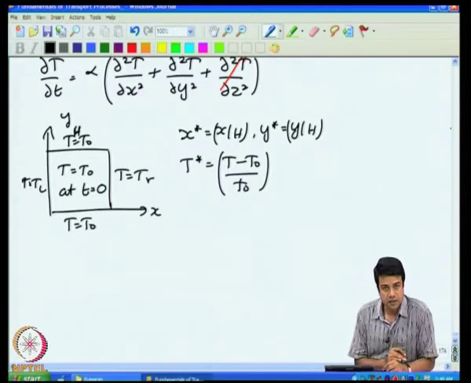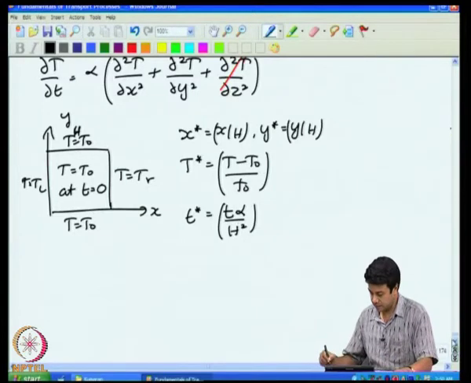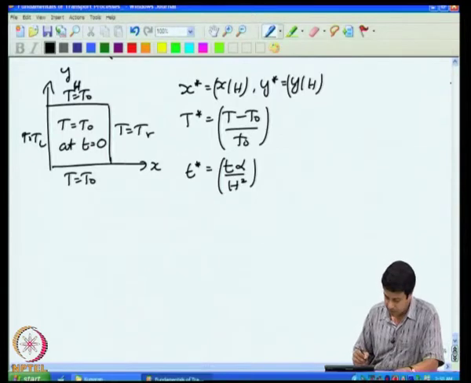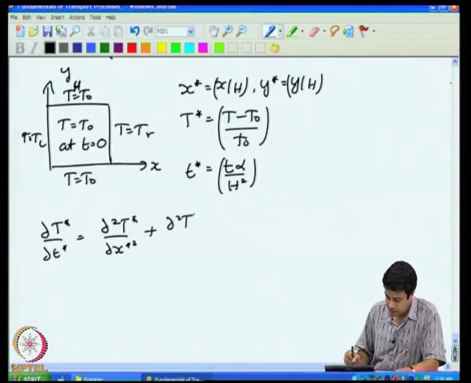In addition, this is a transient problem. So, therefore, I can define a scaled time as t times alpha by h square, t star equal to alpha t by h square. Once I do that, my equation becomes partial T by partial t star is equal to partial square T by partial x star square plus partial square T by partial y star square.